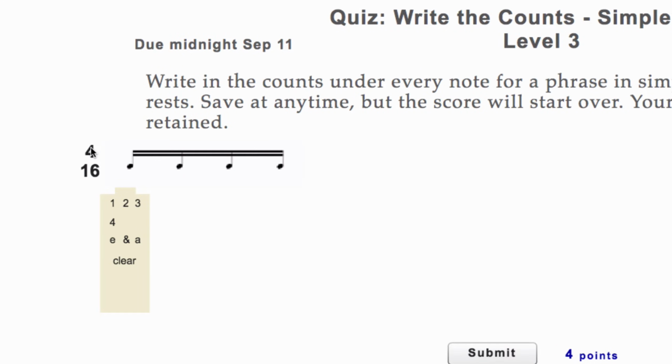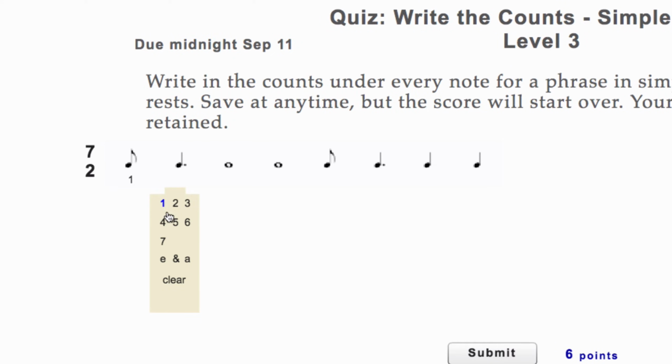4/16, that means I have 4 beats in a measure, and each of them is a 16th note long. So I just type 1, 2, 3, 4, because each of these is a 16th note, 1 count each. What am I counting here? I'm counting half notes. So I have to say, what is an eighth note in relationship to a half note? An eighth note is a fourth of a half note, or 4 of these make up a half note. So I have to count 1 E and that type of thing, because I need to have 4 parts to count my beat. 1, this gets the last 3 parts, E and A.